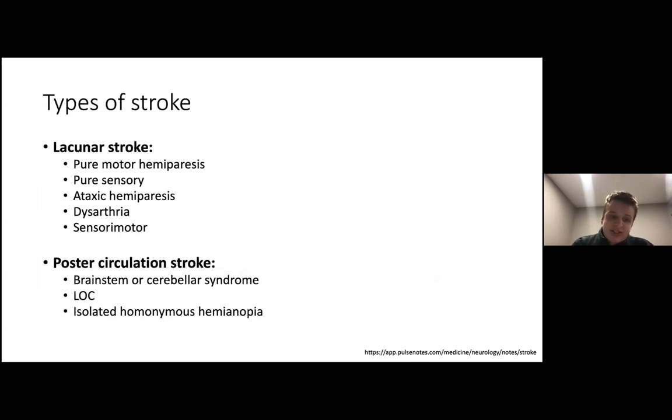Ataxic hemiparesis, dysarthria, or it can be a mixture of sensory and motor disturbance. And a posterior circulation stroke tends to have brainstem or cerebellar syndrome signs, including loss of consciousness, and can just have isolated visual disturbance as well. So there's quite a wide range of different strokes and different symptoms for each.